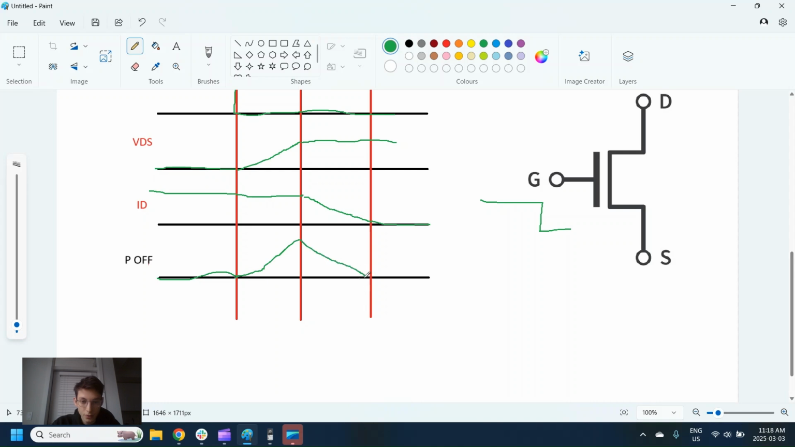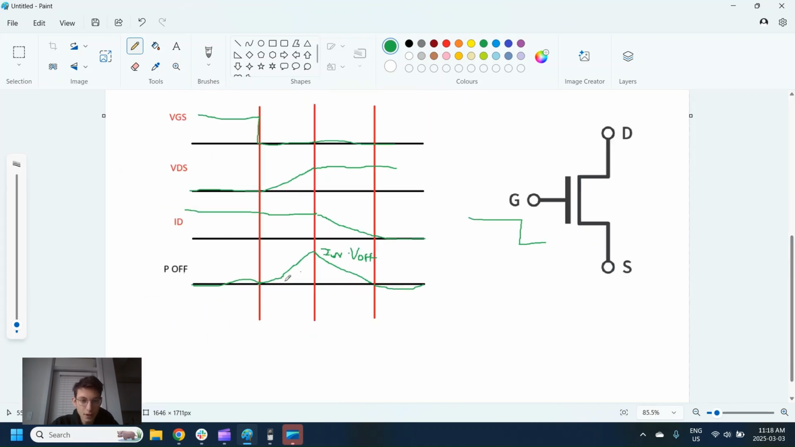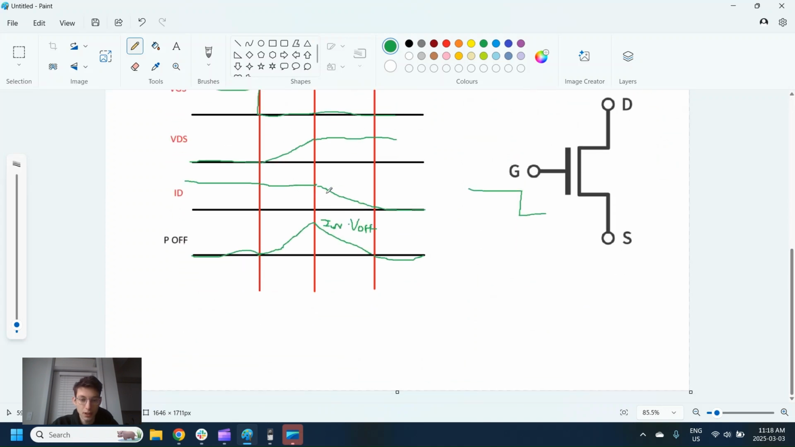With the same values here, in this case it's our I on times our V off. So exact same principle as before. We're just looking at what's happening. In this case, it's the current that drops off after.